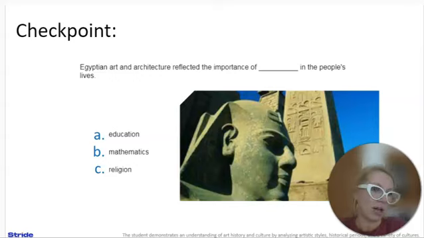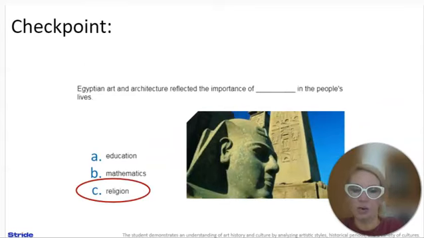Let me ask you another quiz question. Egyptian art and architecture reflected the importance of what in the people's lives? Is it education, mathematics, or religion? What do you think? If you guessed religion, you would be right. Egyptian art and architecture reflected the importance of religion in people's lives.